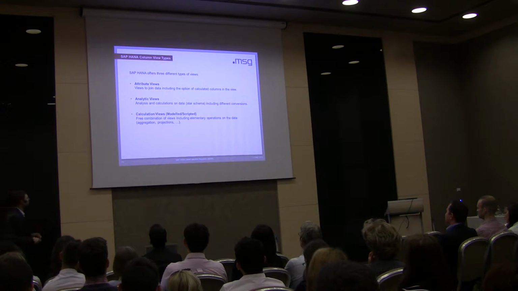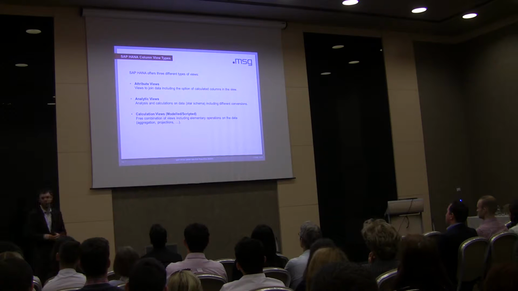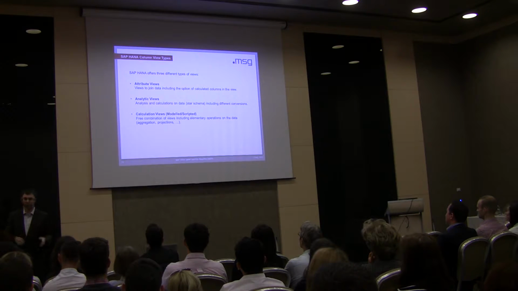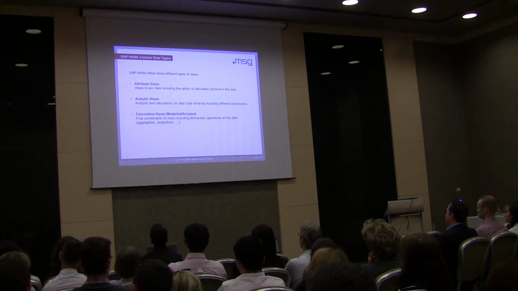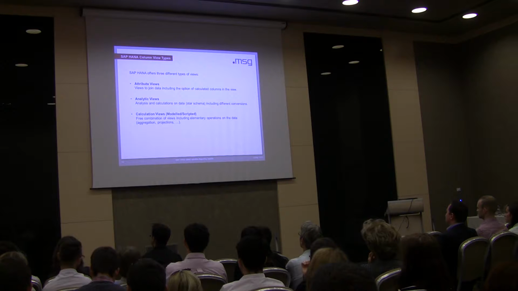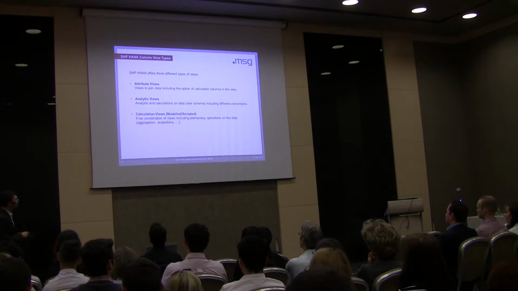And the calculation views are a free combination of the different view types. You can collect the data of different view types, of different tables. You can do calculations, currency conversions, and so on. I've said that at the moment three view types exist, but my personal opinion is that the attribute views and the analytic views will die in a future version of SAP HANA, because the calculation views can also do the things which attribute views and analytic views can do.